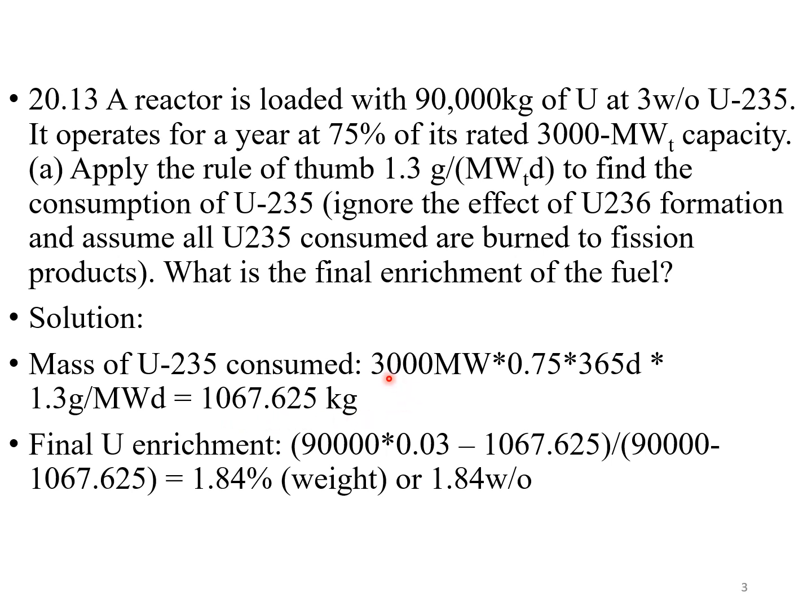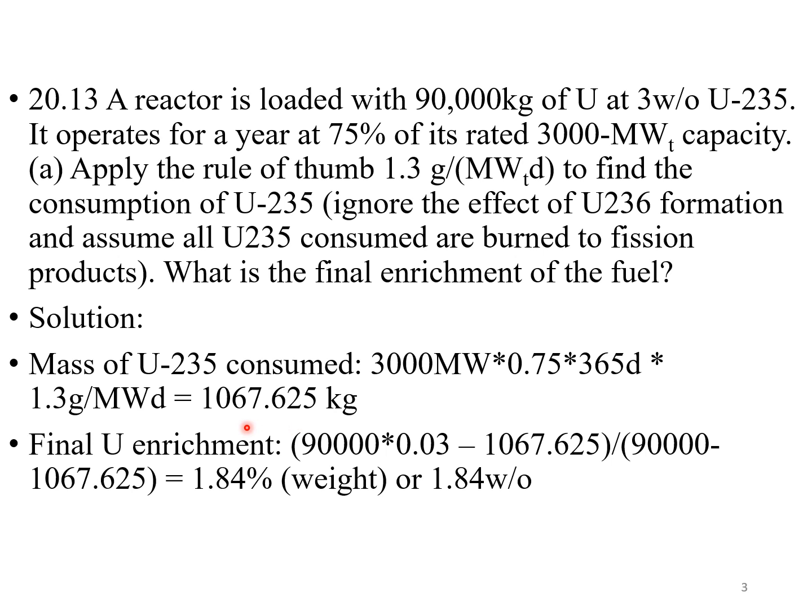So again, the rated power times the capacity factor, you get the average actual power, then times the duration of time in the unit of days. So we get megawatt day. The number of megawatt day times 1.3 gram per megawatt day, we get the number of grams of the uranium-235 burned, consumed. And then we convert it to kilogram.